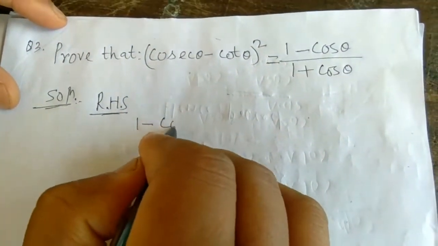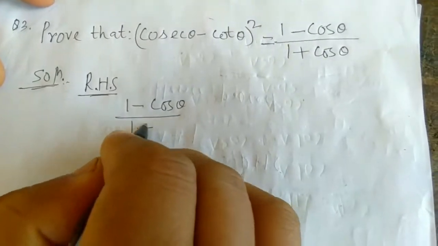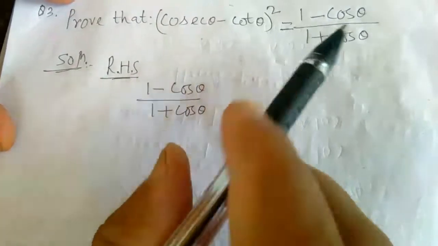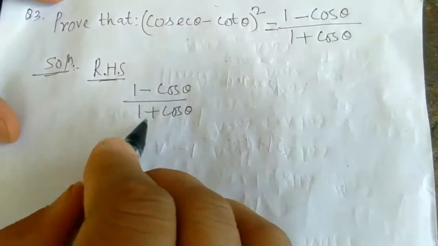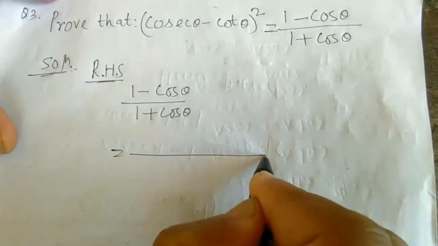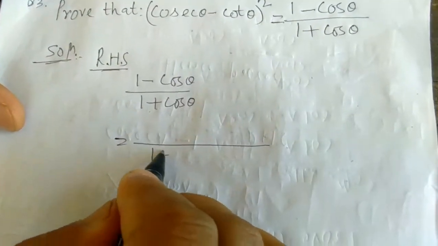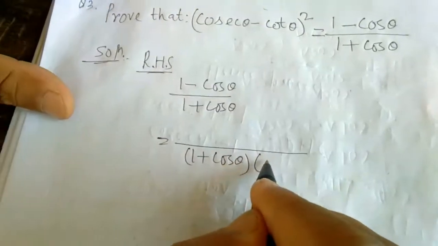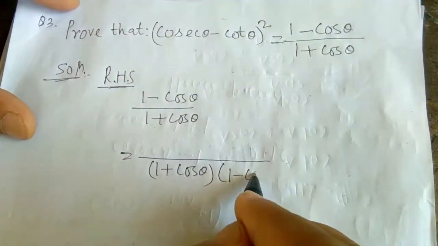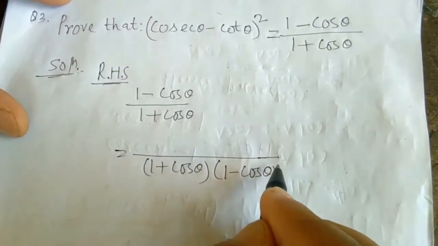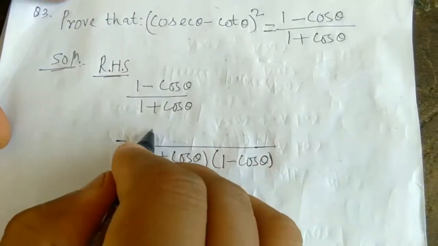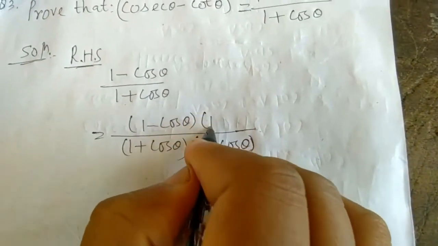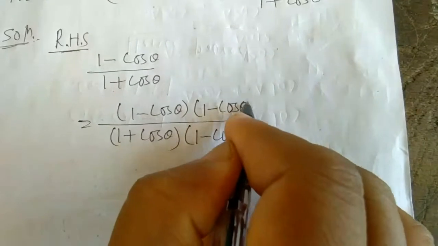1 minus cos theta by 1 plus cos theta. You can do from left hand side also, no problem. But if you do from right hand side, it will be a little easy. So first, it is in the form of a plus b. So we multiply both the numerator and denominator by a minus b. Like that, rationalizing. Okay, as you multiplied the denominator by 1 minus cos theta, the numerator also you multiply by 1 minus cos theta.